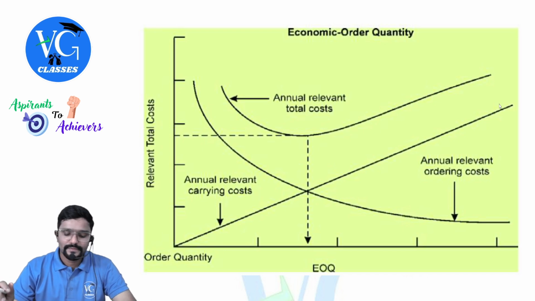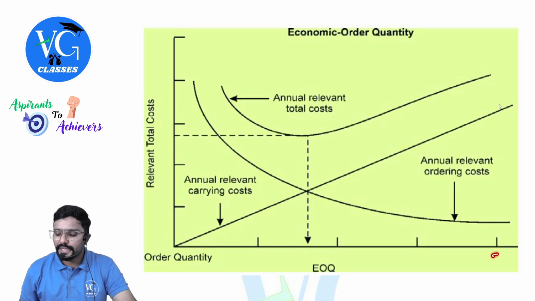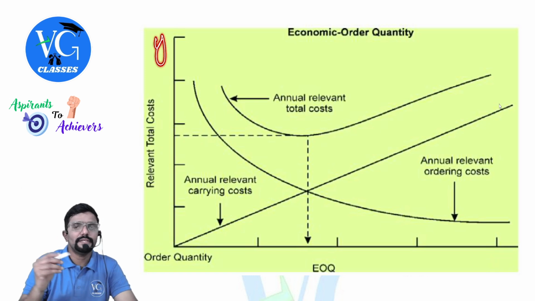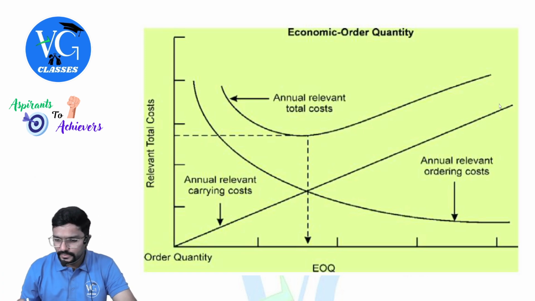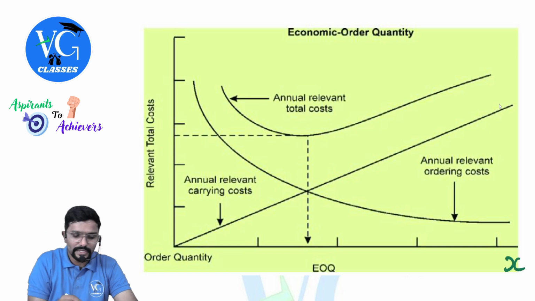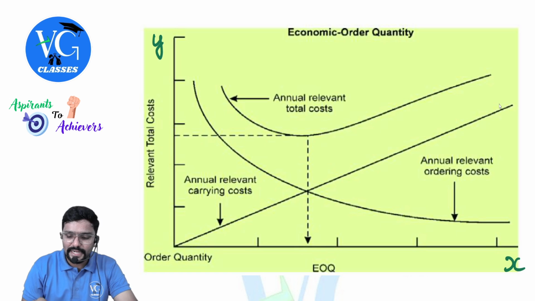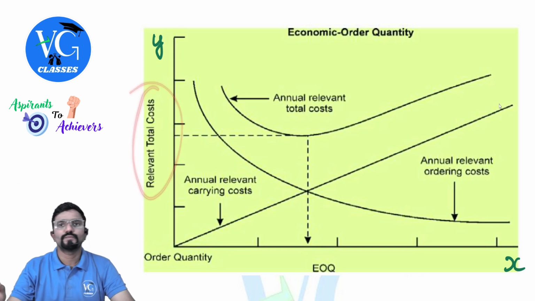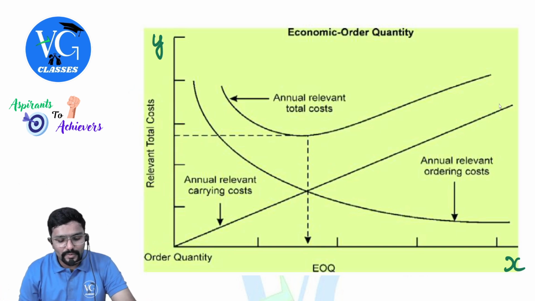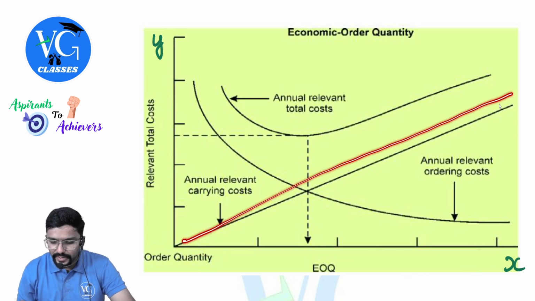Listen, guys. There is an x-axis and a y-axis. On the x-axis, quantity is there, whereas on the y-axis, cost is there.